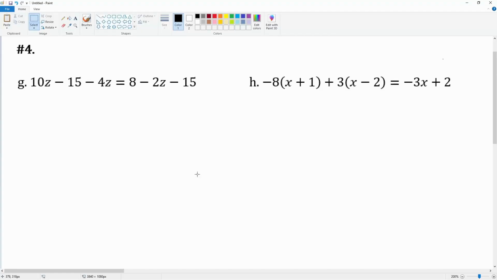Number 4, G and H. So there's a bunch of terms, so let's see if we can combine some like terms here. We have 10z and negative 4z. That together becomes a 6z.